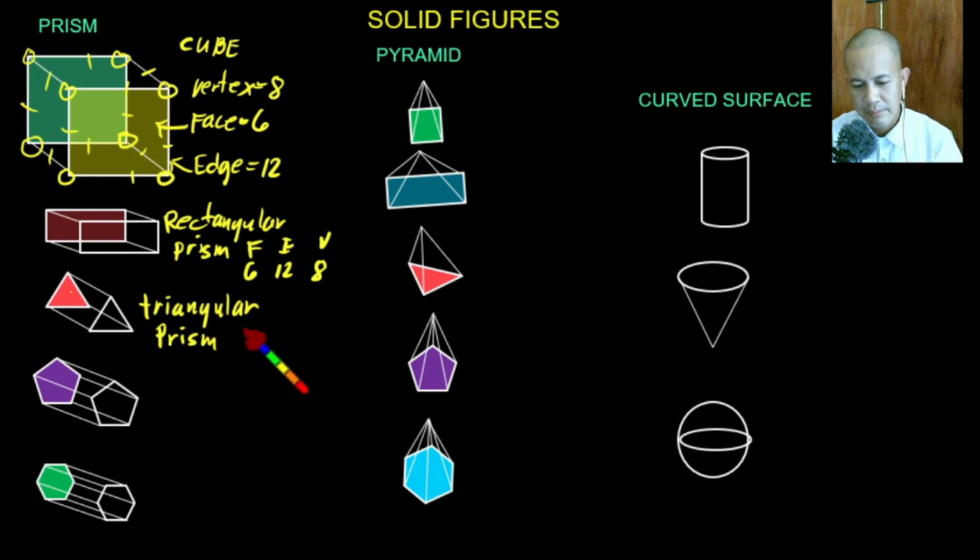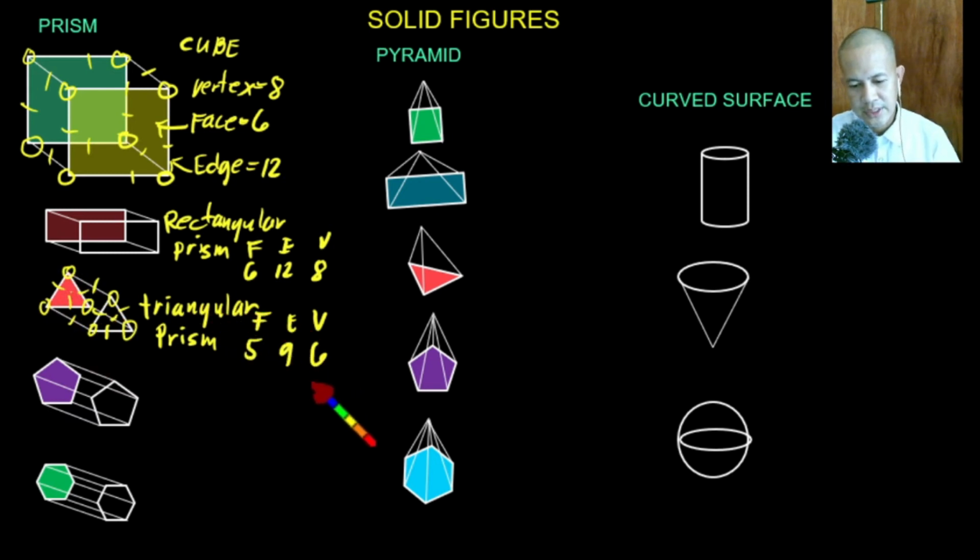So a triangular prism has 5 faces. Okay, and then we have 9 edges. Let's count 1, 2, 3, 4, 5, 6, 7, 8, 9 edges. And the vertex or the corner 1, 2, 3, 4, 5, 6. So we have 6 vertices. Okay, so that is triangular prism.